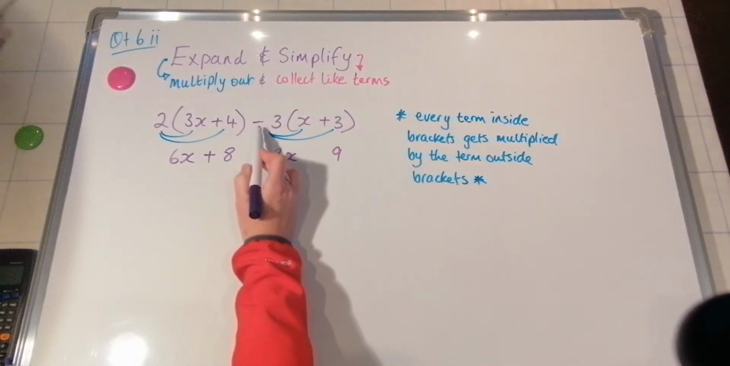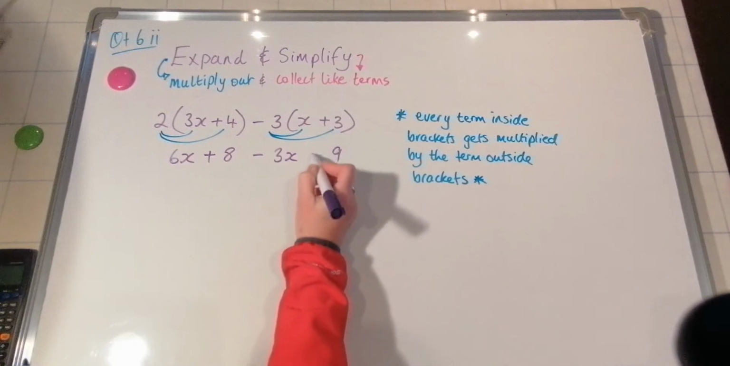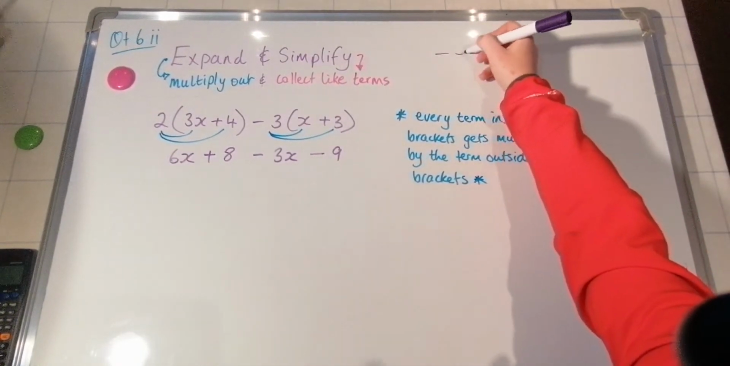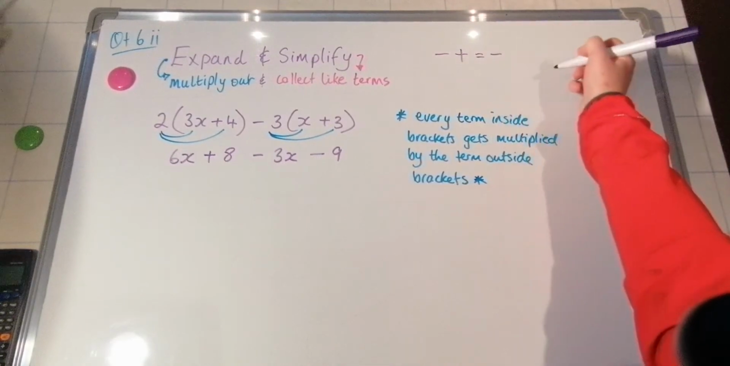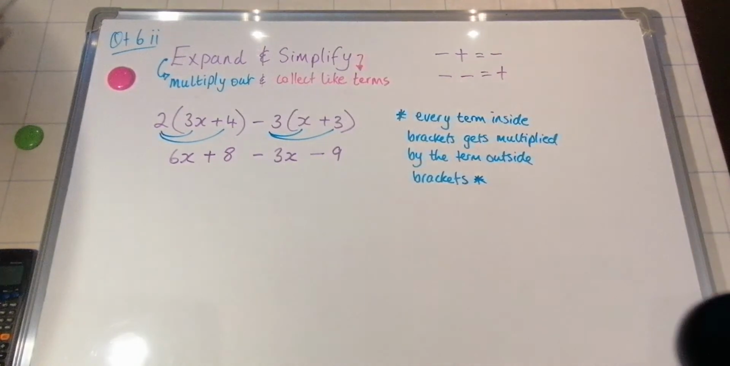And if we multiply a negative number by a positive number, it will stay negative. Remember, a negative and a positive, if you multiply them, will give you a negative result. But a negative multiplied by another negative will give you a positive result. So remember that as well. So that's the multiplying out done. That's the blue bit done.